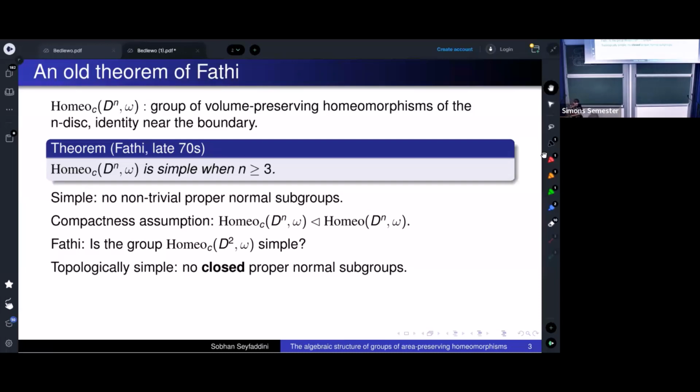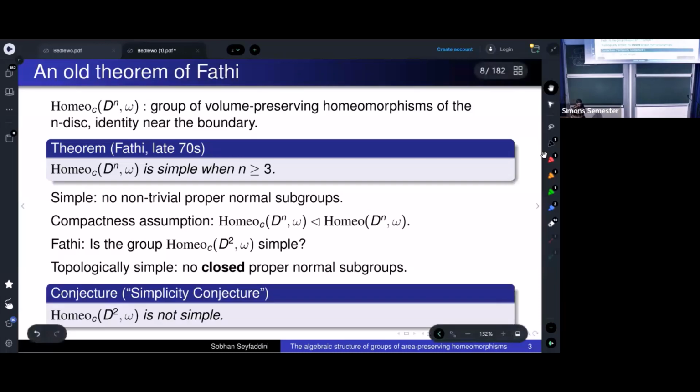In fact, a conjecture was formulated that the group is not simple. McDuff and Salamon in their textbook on Introduction to Symplectic Topology refer to this as the simplicity conjecture. I would have called it the non-simplicity conjecture, but they're the ones who wrote the book. So the simplicity conjecture says that the group of area-preserving homeos of the disk, which are identity near the boundary, is not a simple group.